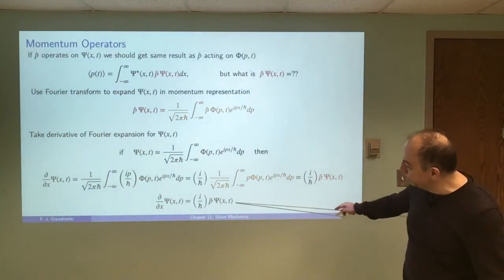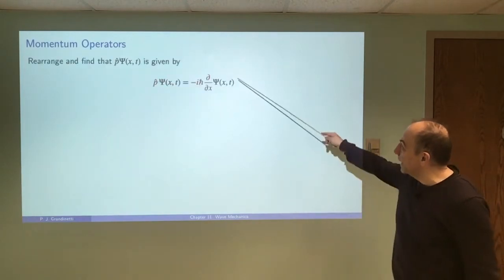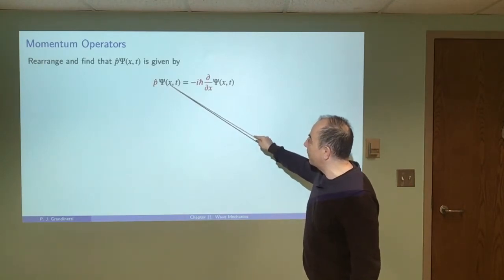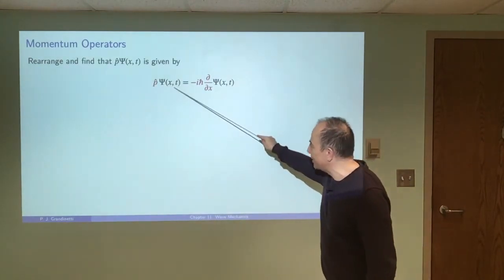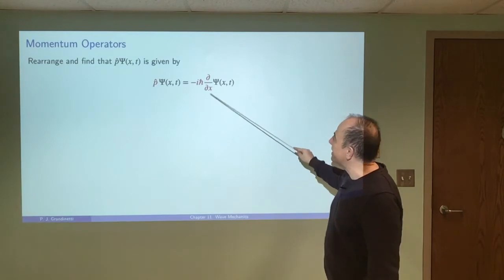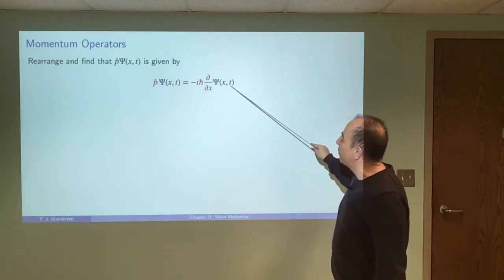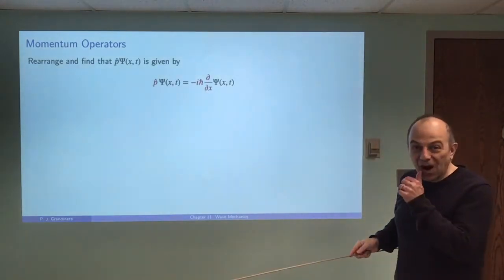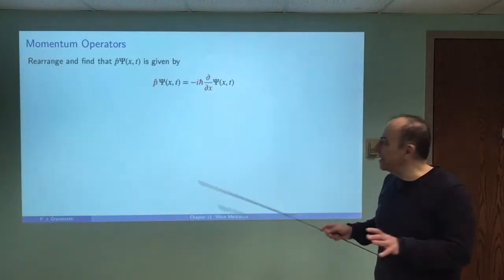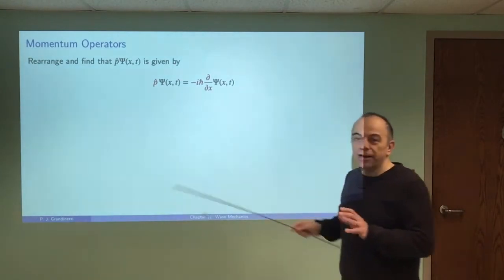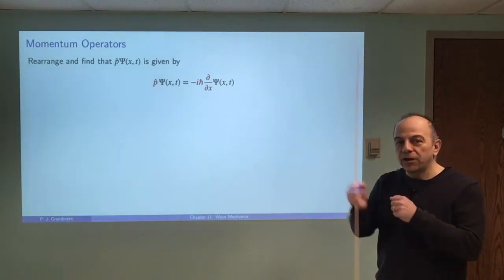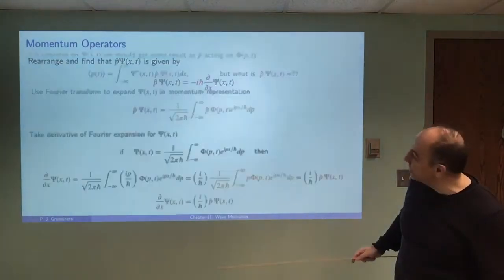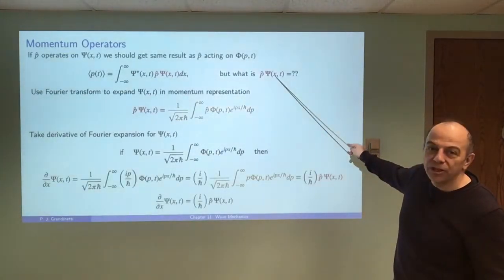Let's take this, hold that, take it to the next slide, rearrange it, and what you see is that when P operates on the wave function in the position basis, what it does is it takes the derivative of the wave function with respect to x and multiplies it times minus i h bar. That's the operation of P on the other basis, not on its momentum basis wave function, but on the position basis wave function. So that's the answer to this question here.